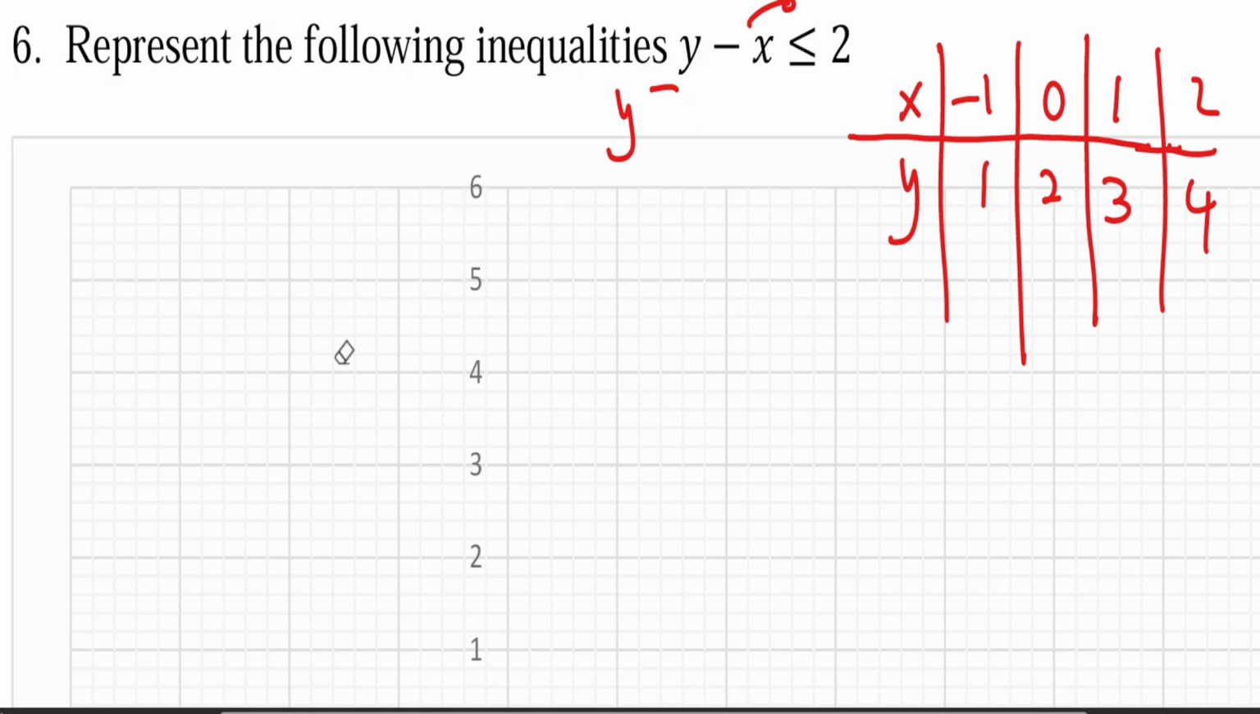Now since the inequality has the equal sign here, we need to draw a line which is very straight with no dots in it. Okay, now since we know that, let's plot this down. Obviously the rest is easy. We know the points, we just need to draw the straight line, and just like we said, if it has an equal sign here, it means that the line should be straight.